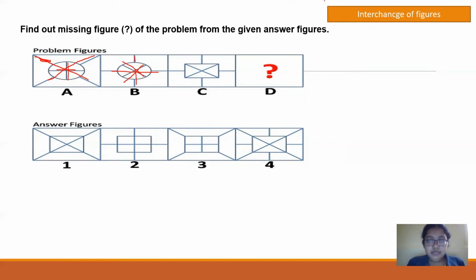So what will be over here? This multiplication will be interchanged. Where we had the plus sign, we will get the multiplication, right? And the addition is on the outer side, so it should be over here. And the box remains the same as it is. So this should be the figure. Let's see the options. Yes, we have option 3. Option 3 is the correct answer.